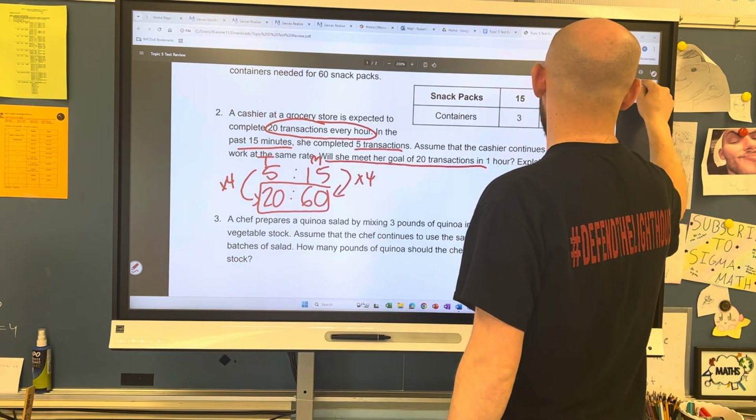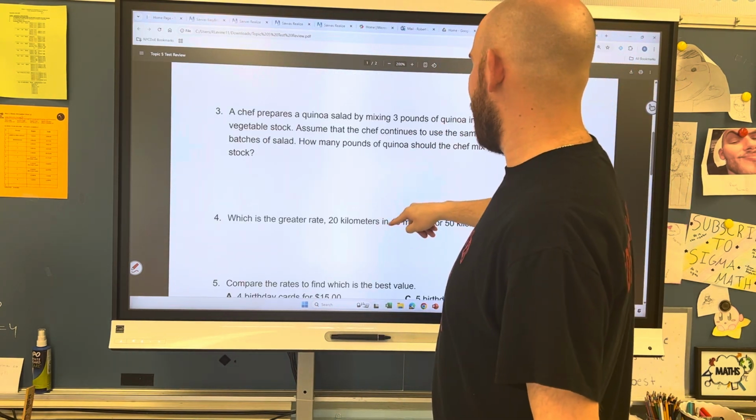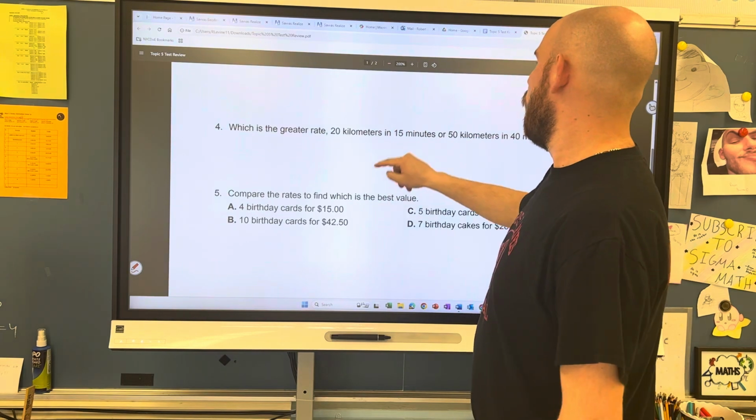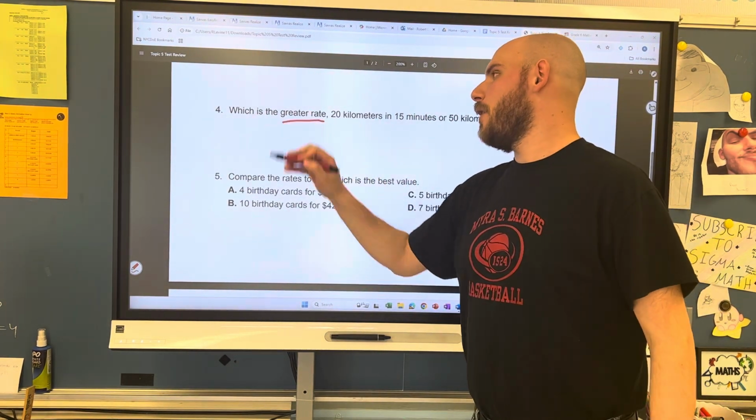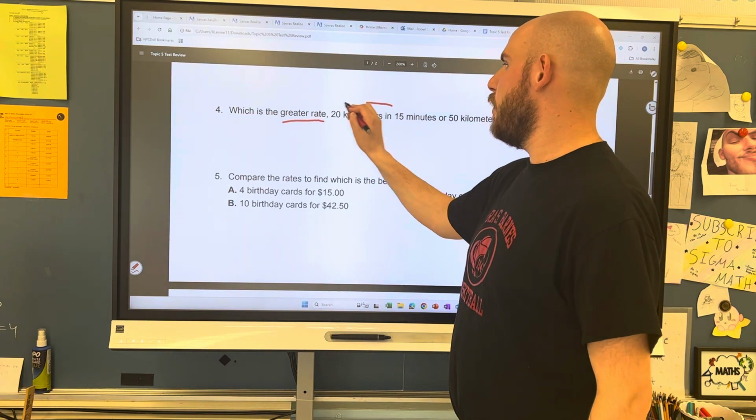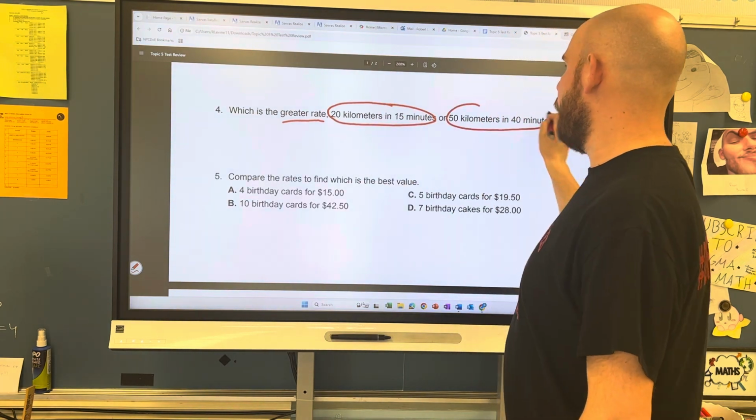All right, moving on to the next one. We're going to skip number 3 because that's easy. We will do number 4 because you guys were having trouble with this in class. So which is a greater rate? 20 kilometers in 15 minutes or 50 kilometers in 40 minutes?